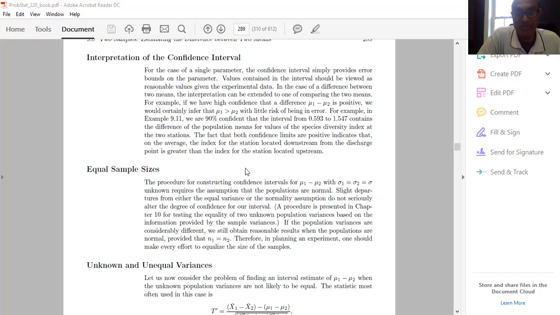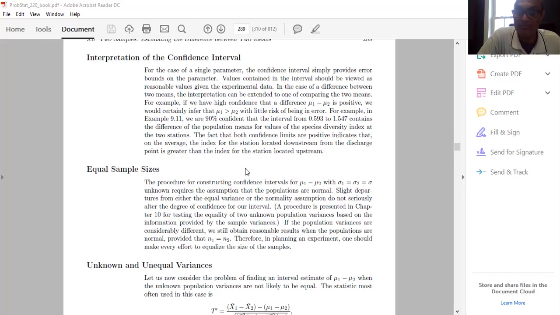For example, in the previous example 9.11, we are 90% confident that the interval from 0.593 to 1.547 contains the difference of the population means for values of the species diversity index at the two stations. In this example, we can interpret the result like this: we are 90% confident that the interval from 0.593 to 1.547 contains the difference of the population means for values of the species diversity index at the two stations.